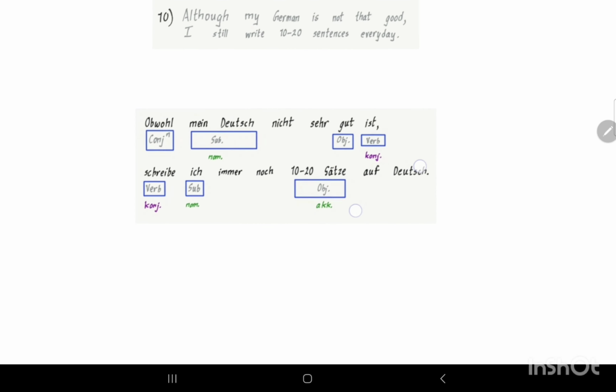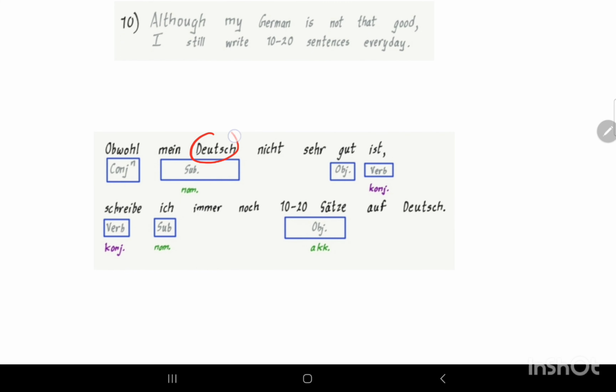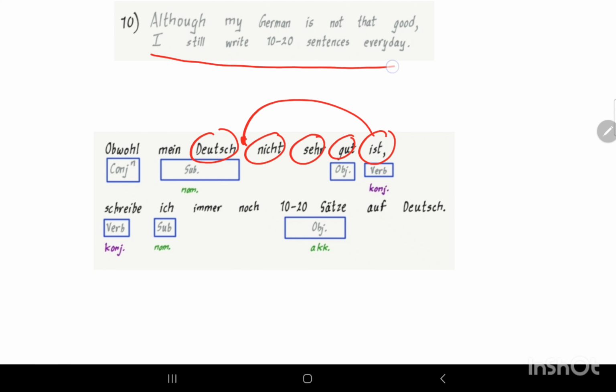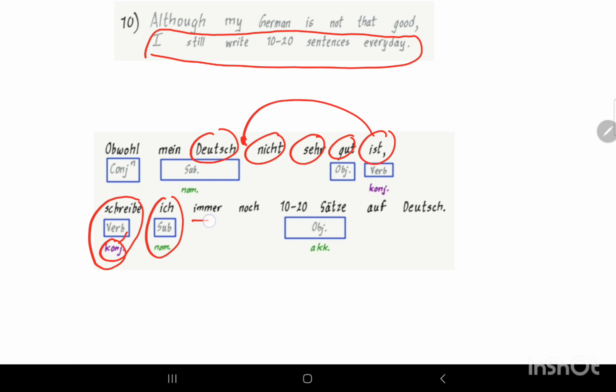Let's look at the answer. So, obwohl mein Deutsch nicht sehr gut ist. Okay, if there was no obwohl, you would have said "mein Deutsch ist nicht sehr gut." But because you are using obwohl, you will say "obwohl mein Deutsch nicht sehr gut ist." Again, after the comma you have no conjunction, because it comes under Nebensatz, so the position of the subject and the conjugated verb get interchanged. Normally it would have been "ich schreibe," but now it is "schreibe ich still immer noch 10 bis 20 Sätze."